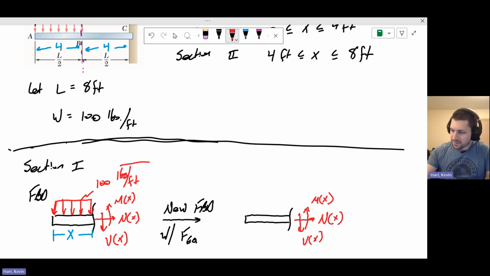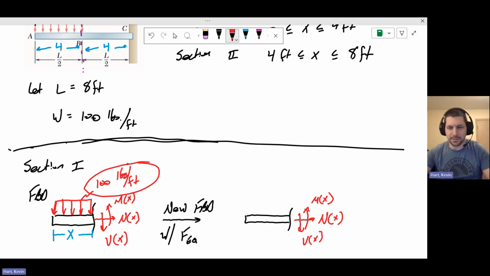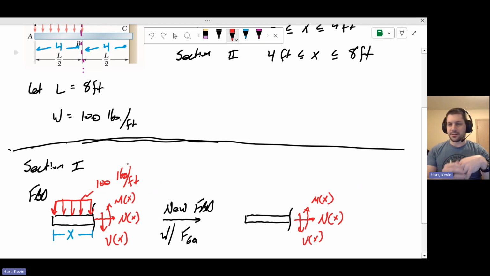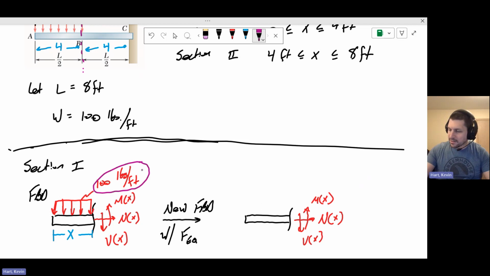But now our equivalent force, 100 pounds per foot, is going to be coming from our distributed load. And in order to calculate the equivalent load that exists, we need to determine the area of this rectangle that is displayed by these series of arrows that represent the distributed load. So in order to calculate the equivalent load correctly, we would need to multiply the 100 pounds per foot times the distance, x, that is the linear dimension here.